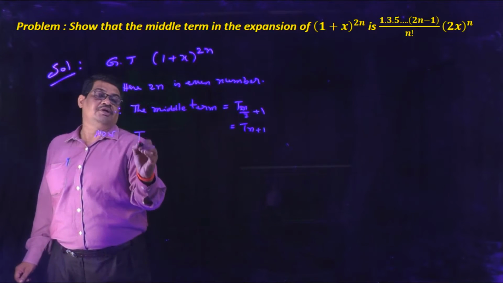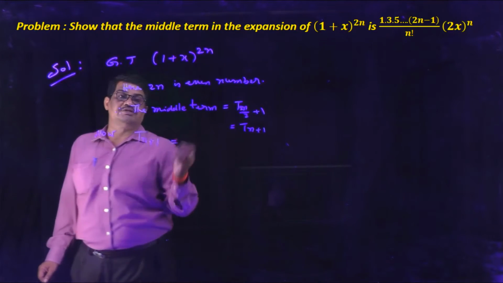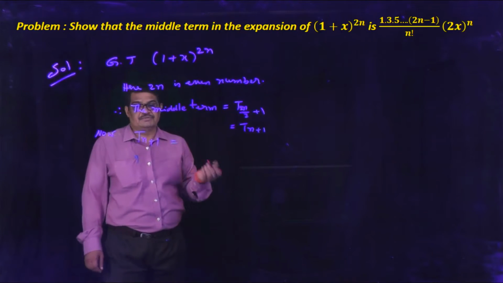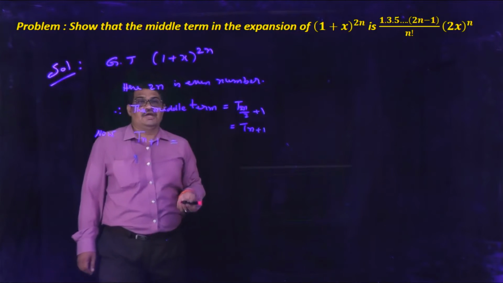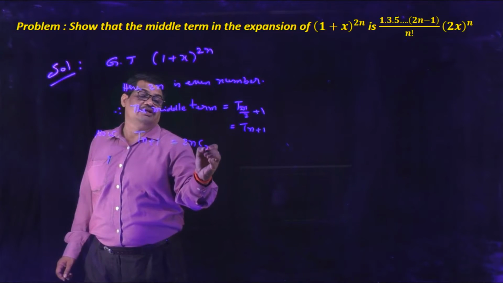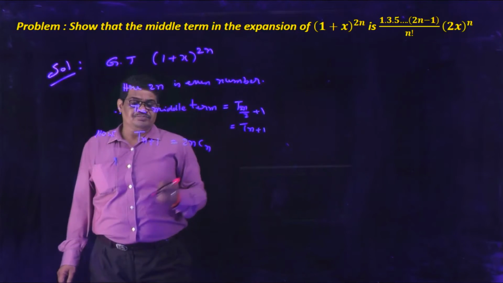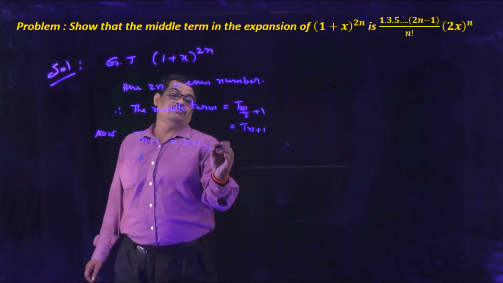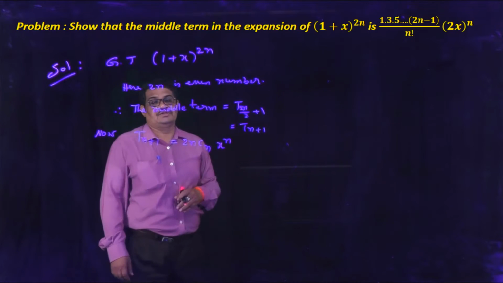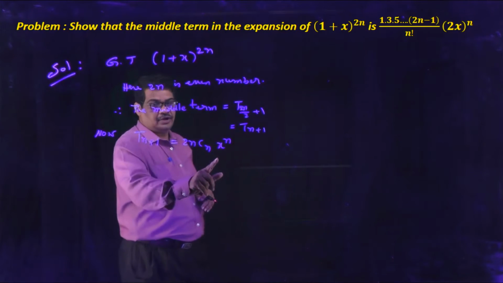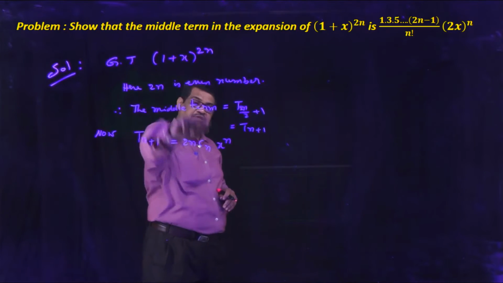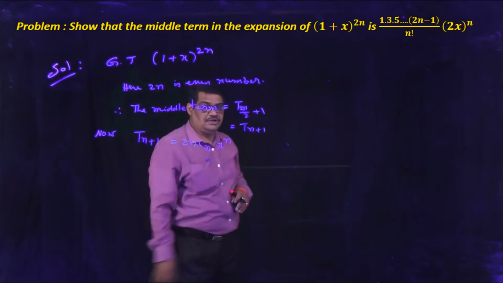That is t(n plus 1) in the given expansion. What is t(r plus 1)? It is nCr x to the power of (n minus r) a to the power of r. Here r is n, so we get 2nCn into x to the power of n. This is the middle term in the given expression. So the middle term is 2nCn x to the power of n.